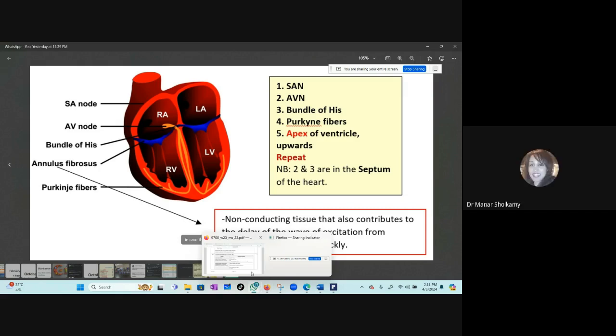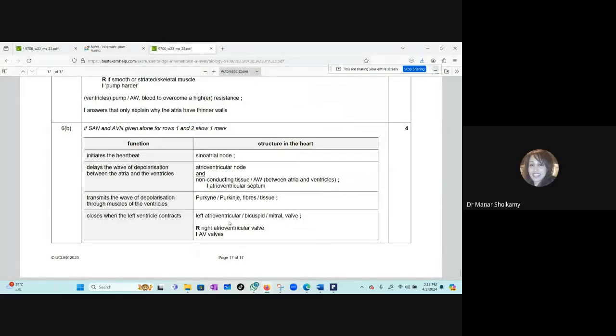If you write AVN, it should be right. It is the first time for me to see this, that we should write the non-conducting tissue too. As long as it is underlined, they want the non-conducting tissue, or an alternative wording that the atrioventricular node is in between the atria and the ventricles. I don't know, it's the first time for me to see it.